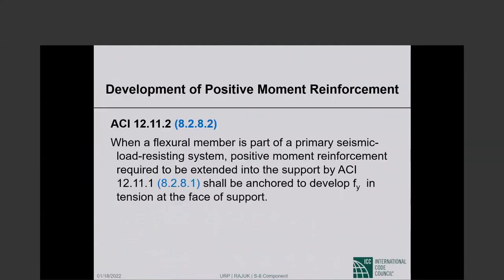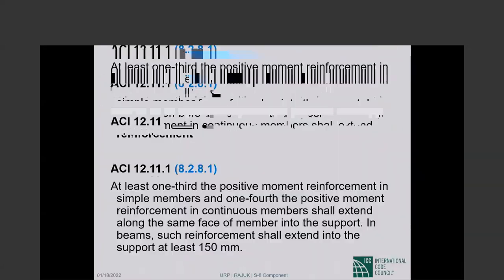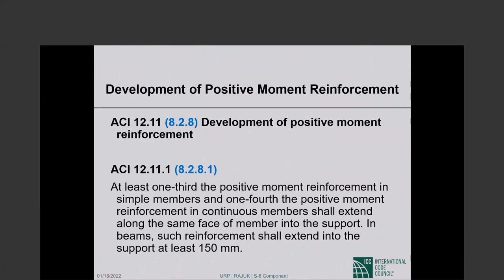Anytime I read or see, yeah, so at least a third of the positive moment in simple members, at least a quarter positive reinforcement in continuous members shall extend along the same face of member into the support. Fine. Extend into the support only means such reinforcement shall extend into the support at least 6 inches. So it's not continuous reinforcement. And whenever I see this, I flinch.